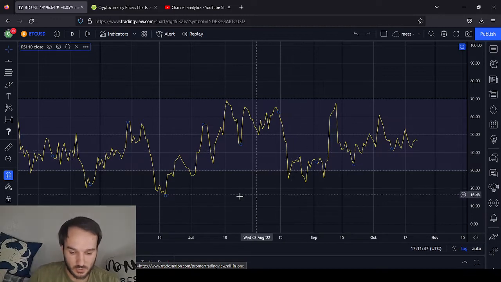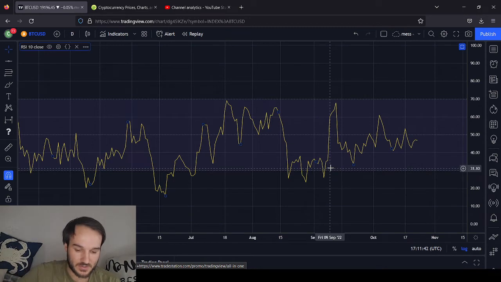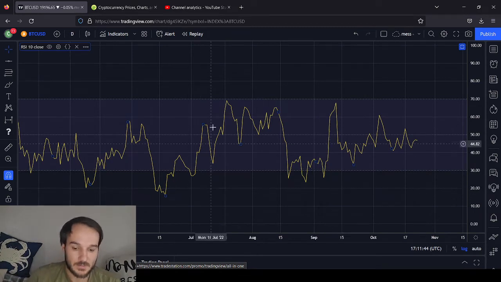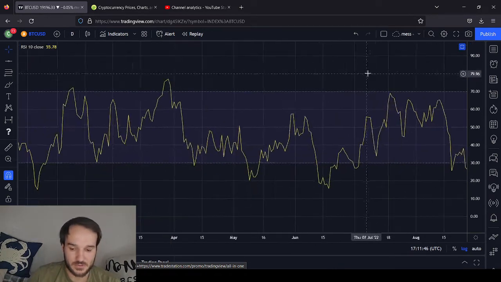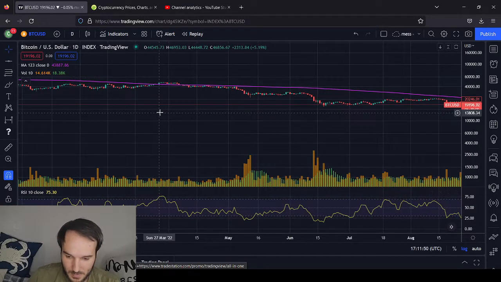So whenever you're oversold, the RSI is in this black zone. It's on the lower parameters of this band. Whenever it's overbought, you're in the upper parameters of this band. You can see over here, RSI was overbought. And if we look, here we are overbought.